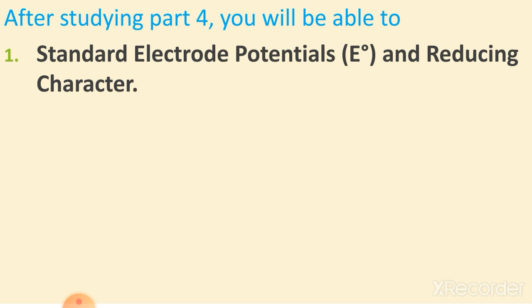In the electrochemical series, the value of E0 is given, and I also told you that the more negative the E0 value, the more will be the reducing nature of that element, and the more positive the E0 value, the more will be the oxidizing property. So let us also explain here something about E0 value.